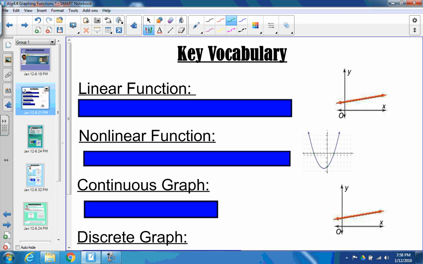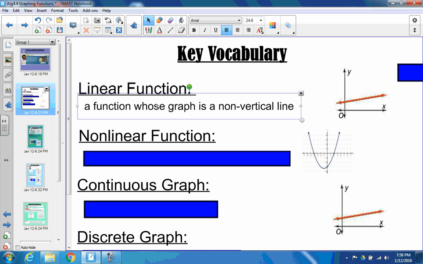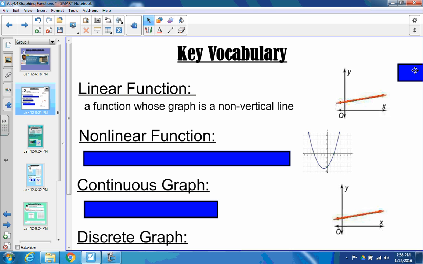We're going to start off actually with a couple of vocab terms, a couple of review ones, a couple new ones. So the two review ones that we're going to talk about are linear functions and nonlinear functions. Now you know that these linear functions graph lines. So a linear function is a function whose graph is a non-vertical line. And the example over to the right is a picture of one. All right. So a function whose graph is a non-vertical line.